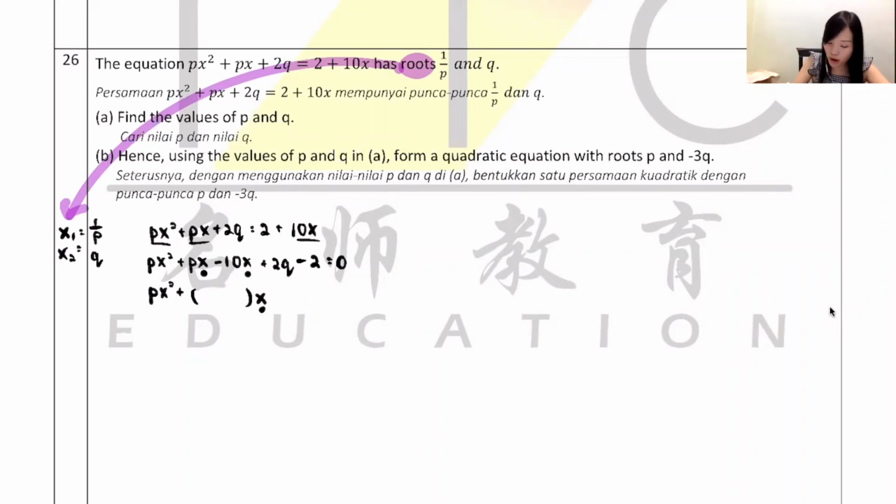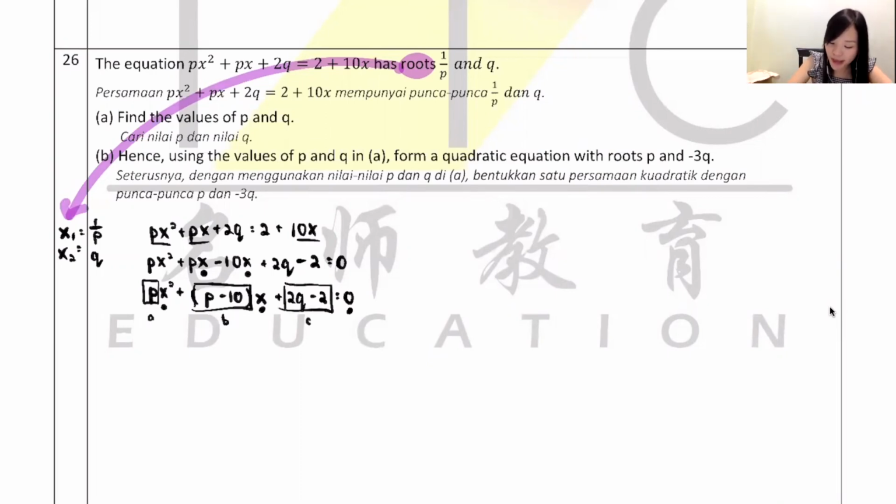So x I pull out, I left p. x I pull out, I left -10. This is how it looks like, okay? So plus 2q minus 2 equals 0. I think quite nice lah. I got 1x squared. So again, A is p. B is p minus 10. C is those without the x. I already got my A, B, C.